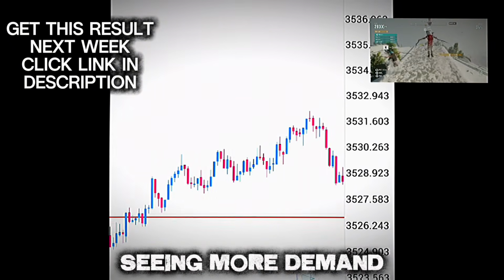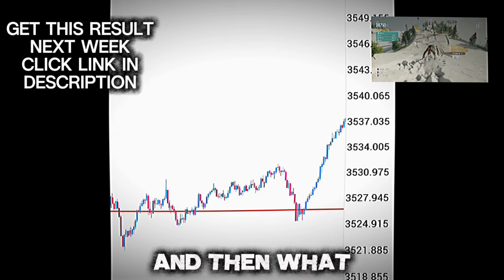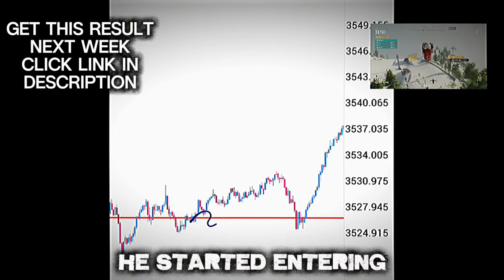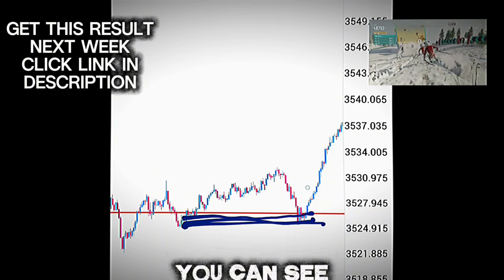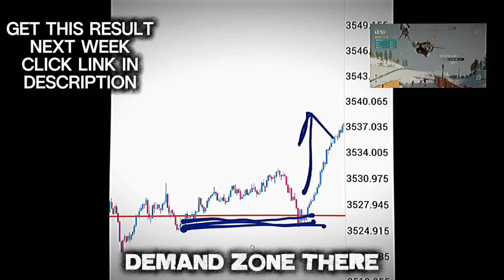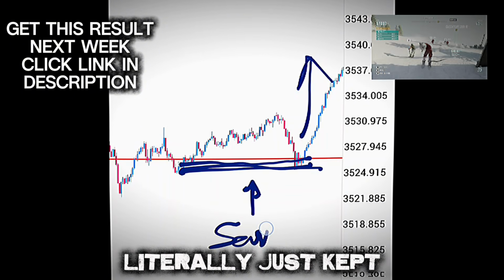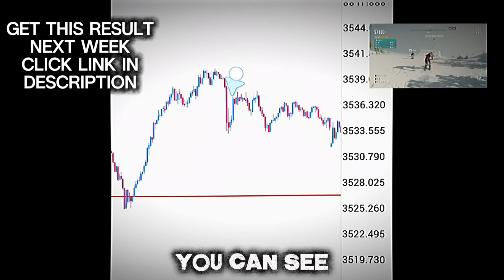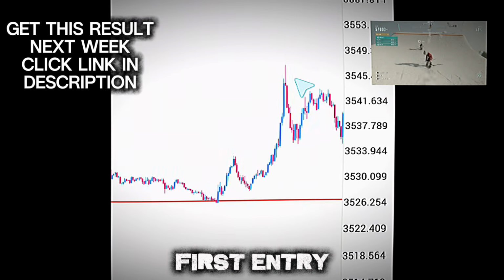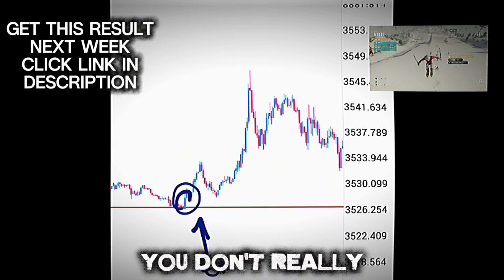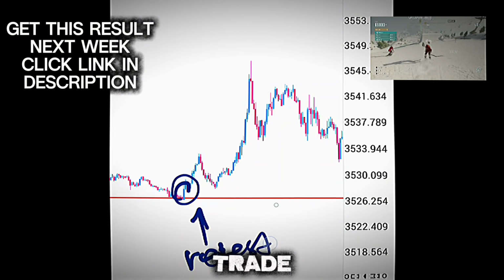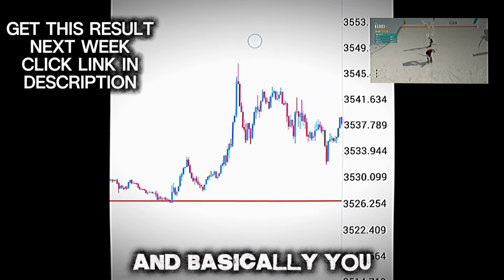This was what the guy saw. The guy started seeing more demand zones there, and then what did he do? He started entering at all these other demand zones. You can see that's another demand zone there, and the guy literally just kept sniping it. You can see, free money. So from that first entry, you can scale to the second entry. You don't really need to close the trade, but the guy closed the trade, and basically it just kept scaling.